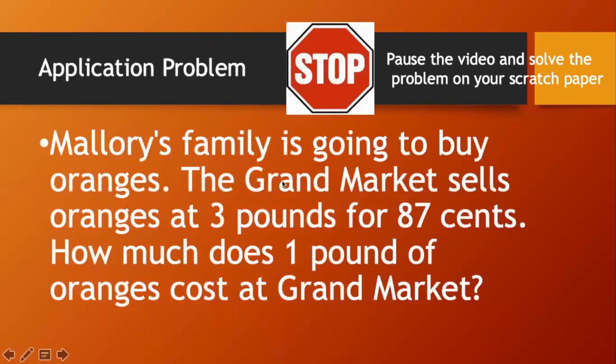All right, here's another problem that I want you to pause the screen and work through. It is your application problem for today. Let me read it to you and then you'll be able to pause and work it out on your paper. Mallory's family is going to buy oranges. The Grand Market sell oranges at 3 pounds for 87 cents. How much does 1 pound of oranges cost at Grand Market?